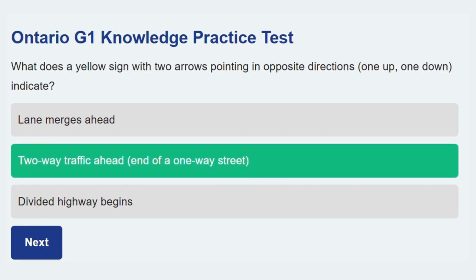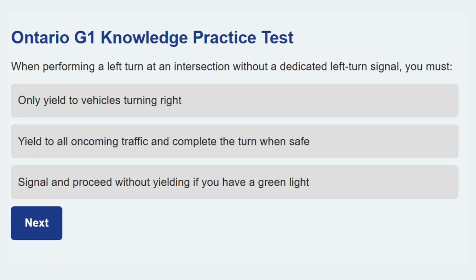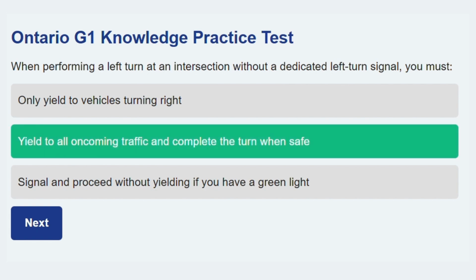This warns drivers that they will now be sharing the road with oncoming traffic. Moving on. When performing a left turn at an intersection without a dedicated left turn signal, you must yield to all oncoming traffic and complete the turn when safe. You must wait until all oncoming traffic has cleared before turning.